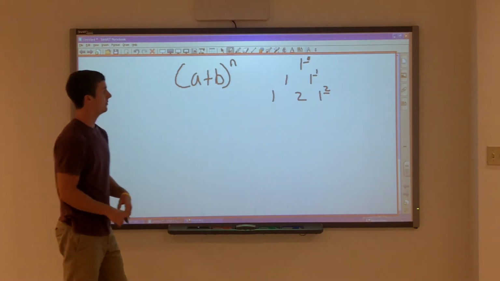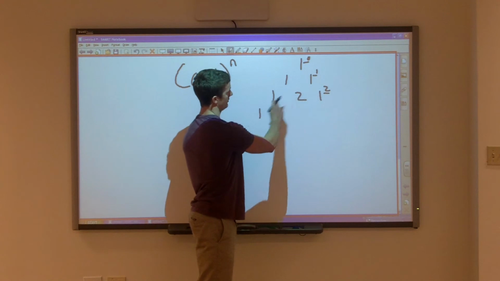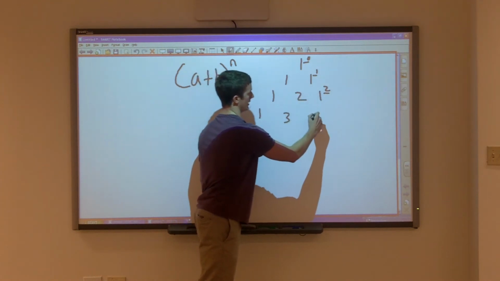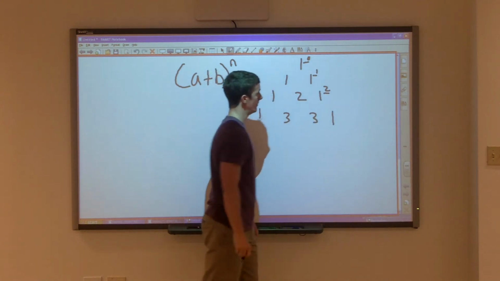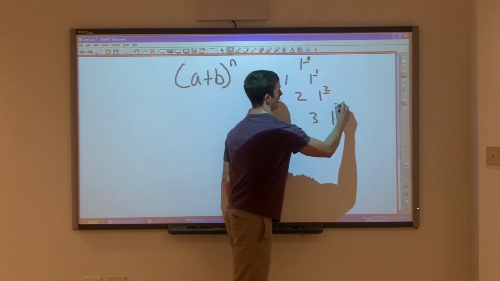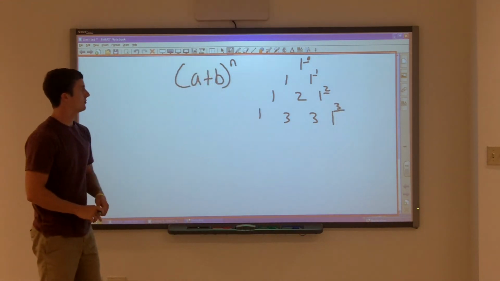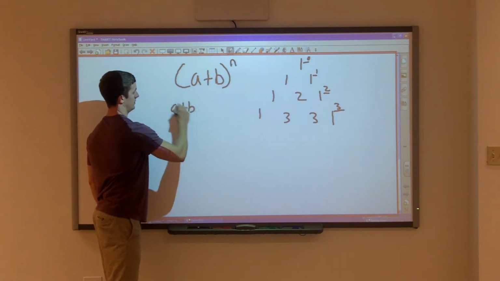If we want to go to our 3rd power, we're going to have 1. So between these two numbers, we're going to get a 3. Between 2 and 1, we're going to get another 3. And then on the end, we always add 1. So this is for the 3rd power. Now, I asked if we had (a + b) to the 4th, how are we going to solve this? Here's our problem.